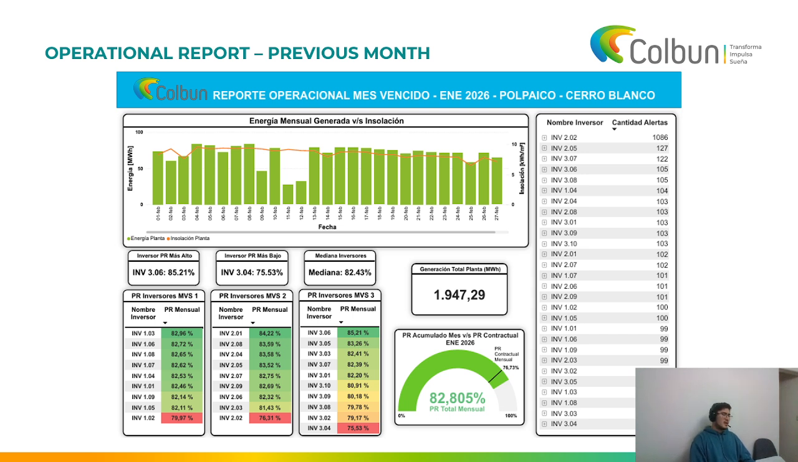Left below, we have the key indicators such as the best and the worst inverter, as well as the performance value for each group. There is also a gauge that compares the accumulated monthly plant PR with the contractual PR required for the month. This allows the team to verify if the plant is meeting its performance targets, as shown before. Overall, this dashboard is used to analyze trends and evaluate the performance of the plant over the previous month.